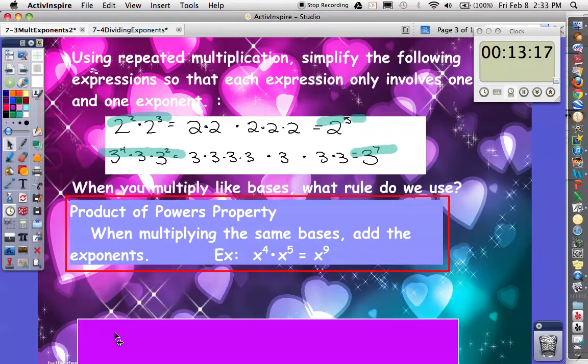Here's an example for you. If I would have x to the 4th times x to the 5th, that would really be the same as x to the 9th. This is called a product of powers because you are multiplying. That's what product means: multiplying something with powers. When you multiply the same base with powers, you can add their exponents.